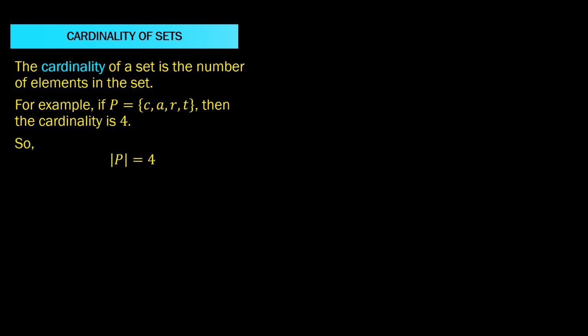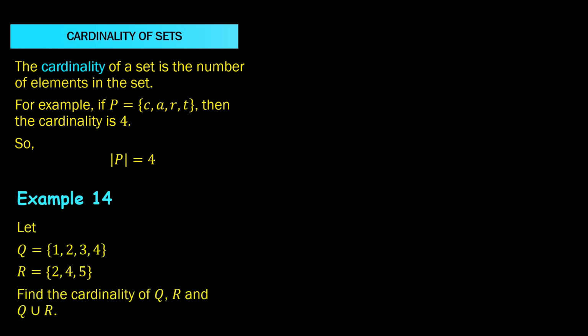We now take a look at the cardinality of sets. The cardinality of a set is the number of elements in a set. For example, if P equals {C, A, R, T}, then the cardinality of P is 4. So mod P, in notation, equals 4. Let's take a look at another example. Let Q and R be defined as shown. Find the cardinality of Q, R and Q union R.